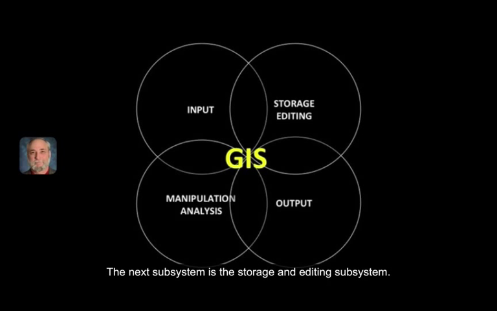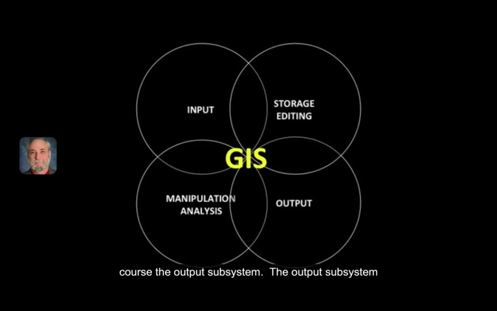The next subsystem is the storage and editing subsystem. It doesn't do us any good to have data going into the system if we can't save it, can't store it. And of course we need to edit it as well to make sure that it's a clean data set. And we will be tapping into this frequently when we do both analysis and just data entry. The third one on the bottom left is the manipulation and analysis subsystem, and this includes everything from just manipulating coordinate systems to doing serious analysis and serious modeling. And we'll take a look at some of these capabilities later on.